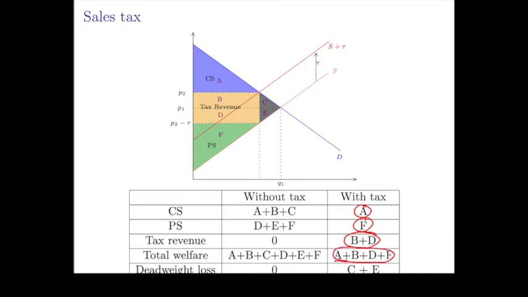So now we can calculate the deadweight loss. The deadweight loss is the welfare without the policy minus the welfare with the policy. And what's lost is the areas C and E. And so that's our deadweight loss.